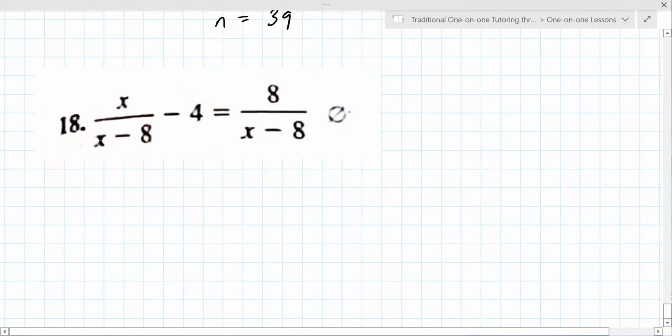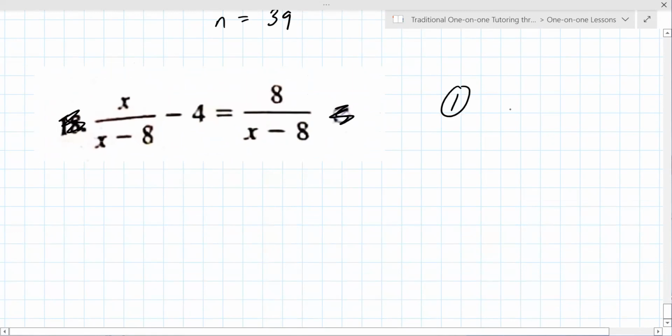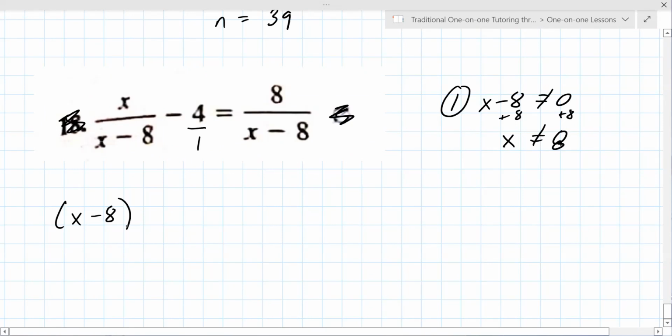So here's 18. We already got the answer. The answer is the empty set, no solution. First thing you always do though is set the denominator not equal to 0, and you get that x cannot be 8, because you add 8 to both sides. If we get 8, we know that it can't be 8. Now, I'm going to just skip ahead because we don't have a ton of time. I want to make sure we get the full coverage here. I'm just going to give you the least common multiple, which is x minus 8.